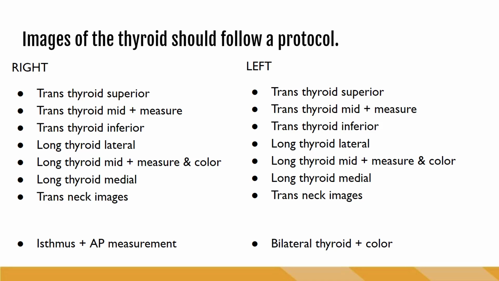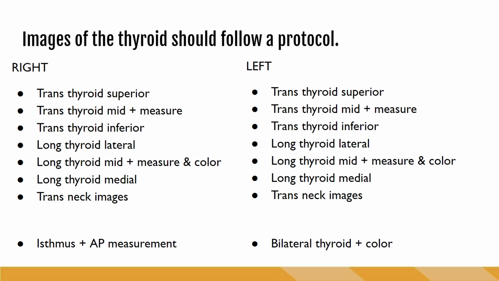Images of the thyroid should follow a protocol. The thyroid is relatively small and the protocol is pretty straightforward. The exam time itself is usually pretty short, lasting less than 15 minutes, especially if there aren't many pathologies present. Images of the thyroid should include both lobes in transverse and sagittal or longitudinal planes. We want to make sure that we're taking measurements at the mid portion in both transverse and sagittal. And then we want to use color to assess normal flow versus hypervascularity of the organ.